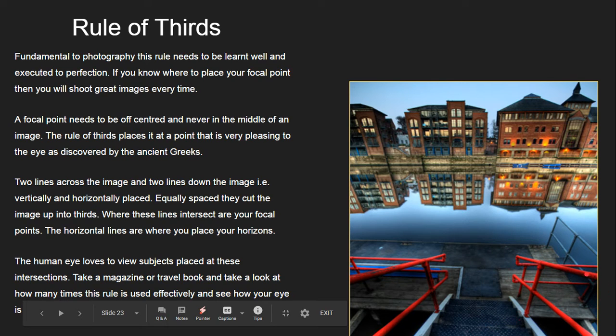You could also say that you're drawn down here and then down this red pipe and then down over to this building, which is the lowest point of the reflection, and then up to this building, and then we're brought over here. So this would kind of end like this and bring us around like that, back to this side. This side's definitely brighter. So you get the idea. Know where you place your focal point, then you will shoot great images every time.